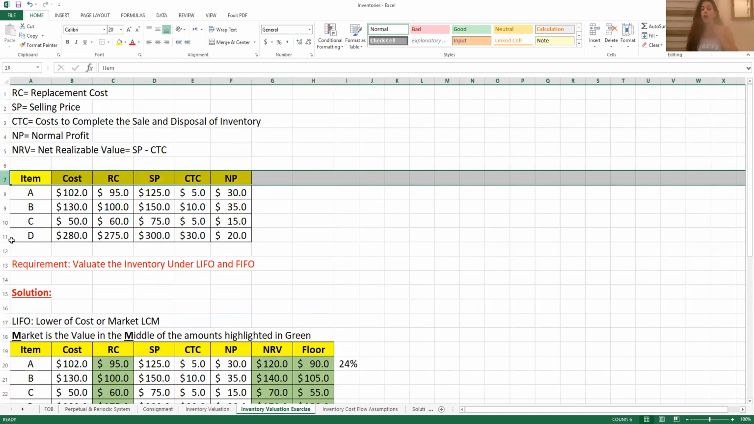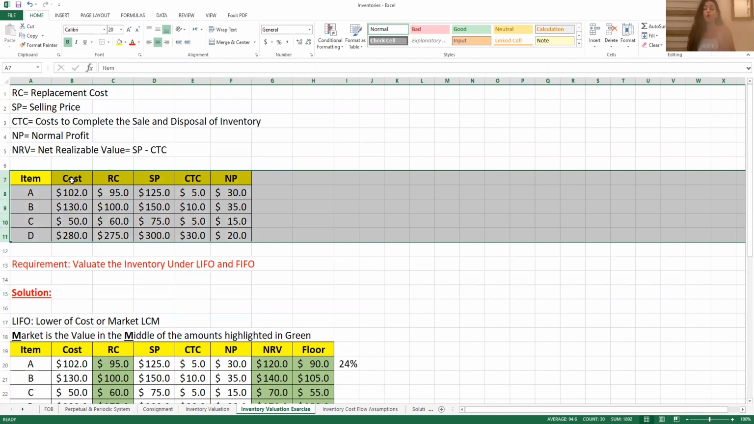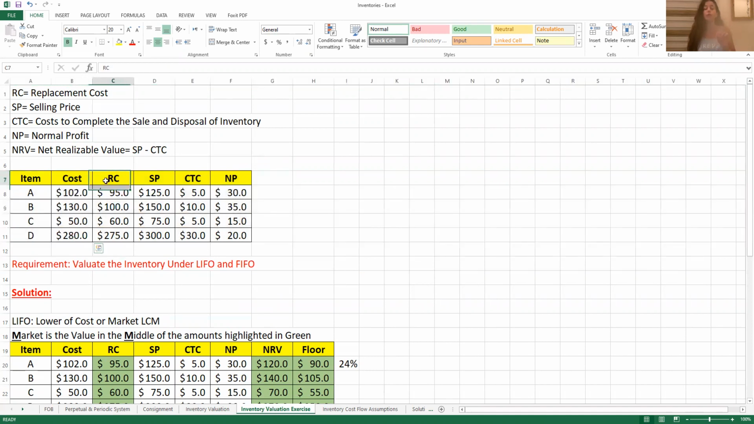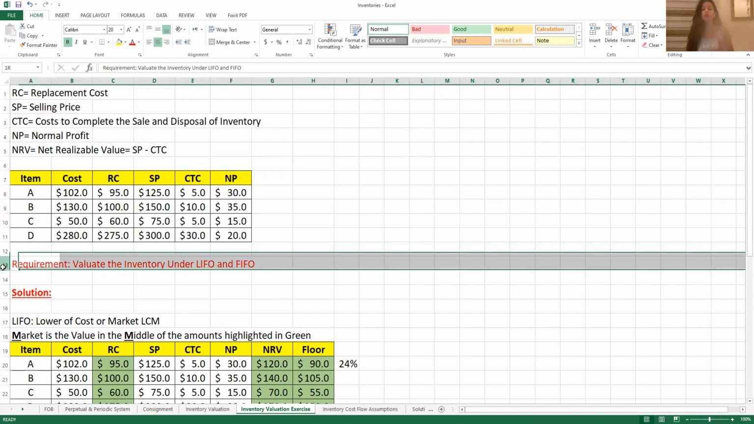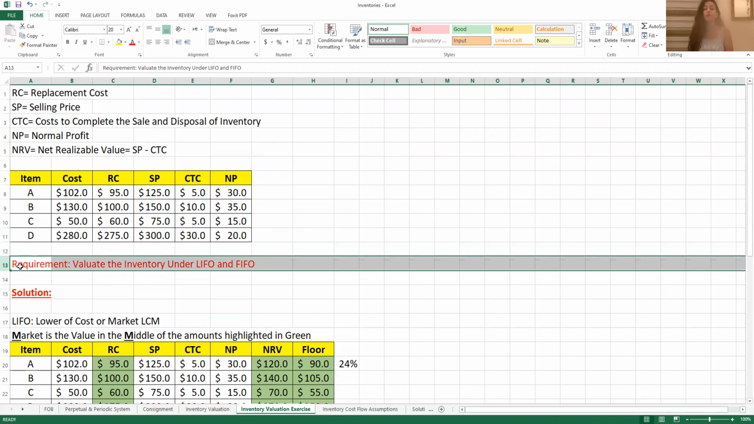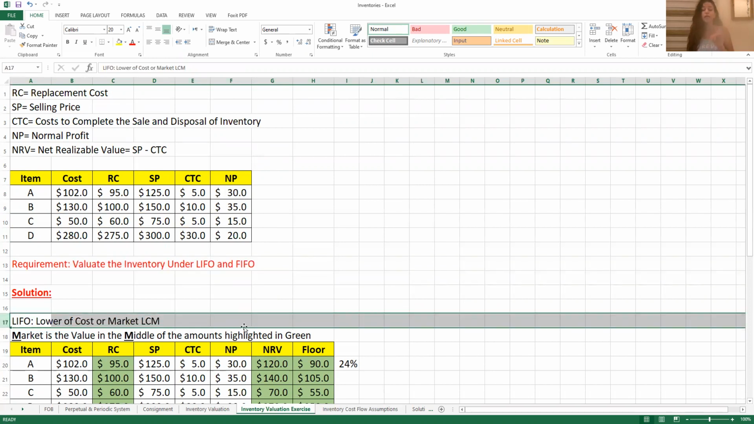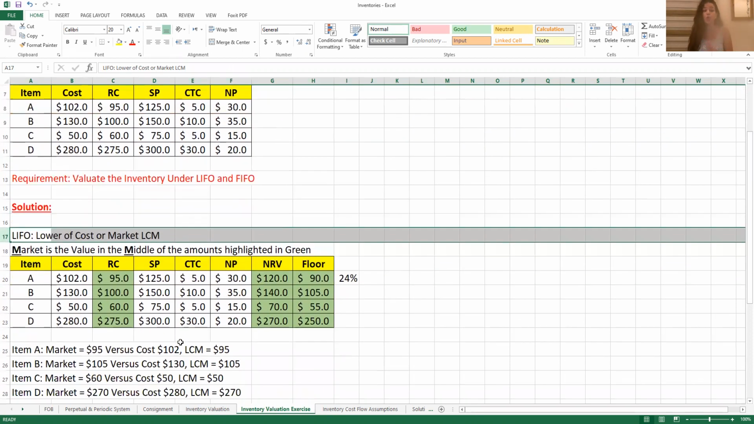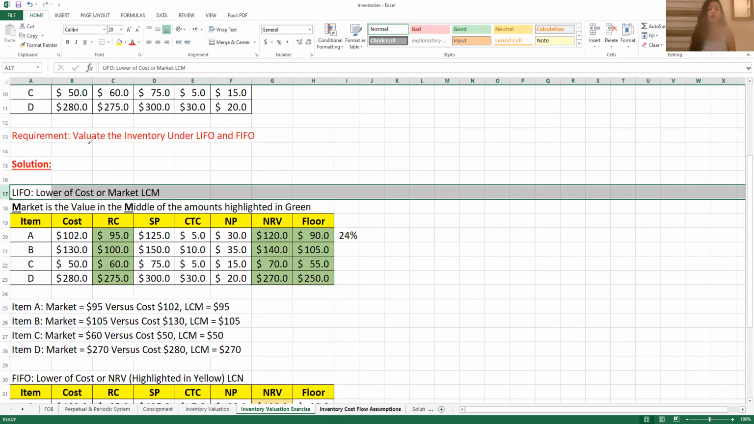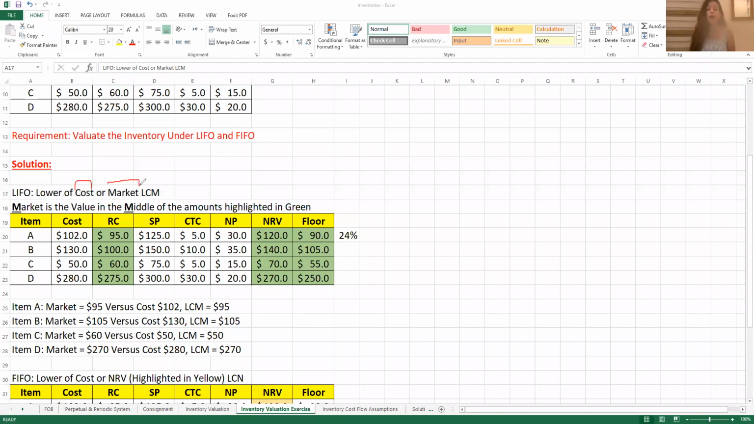I'm going to give you 4 items, A, B, C, and D. The cost is given to you, the replacement cost is given to you, the selling price is given to you, the cost to complete the sale or disposal of the inventory, and the normal profit are given to you. Now, the requirement is to evaluate the inventory under LIFO and FIFO. Remember, if you are using LIFO, then you have to apply the lower of cost or market. That's the rule. So I have to compare the cost with the market and pick the lower amount.